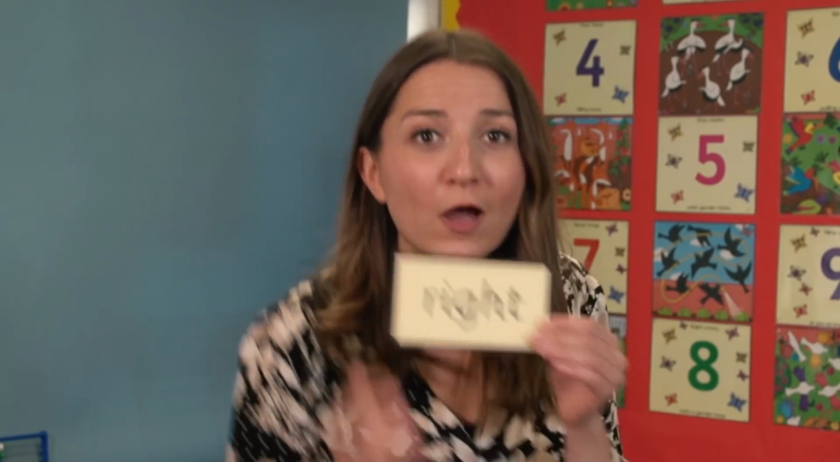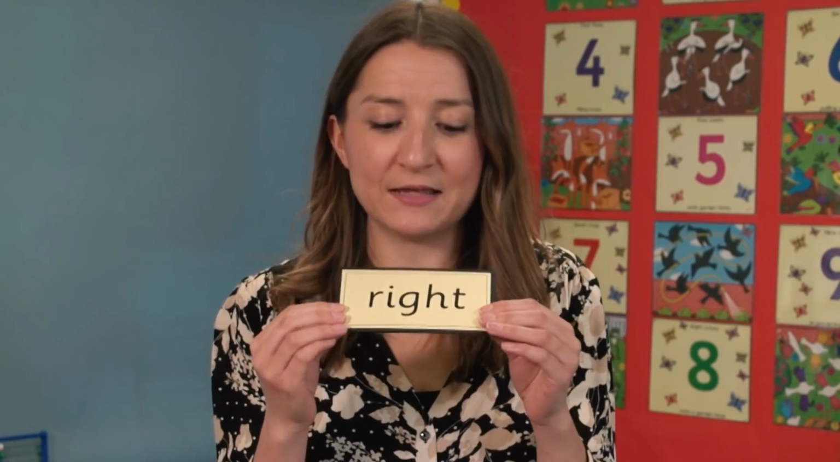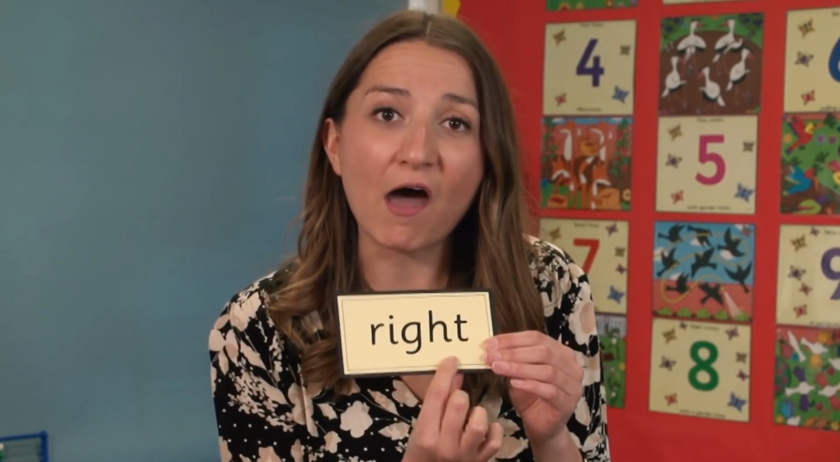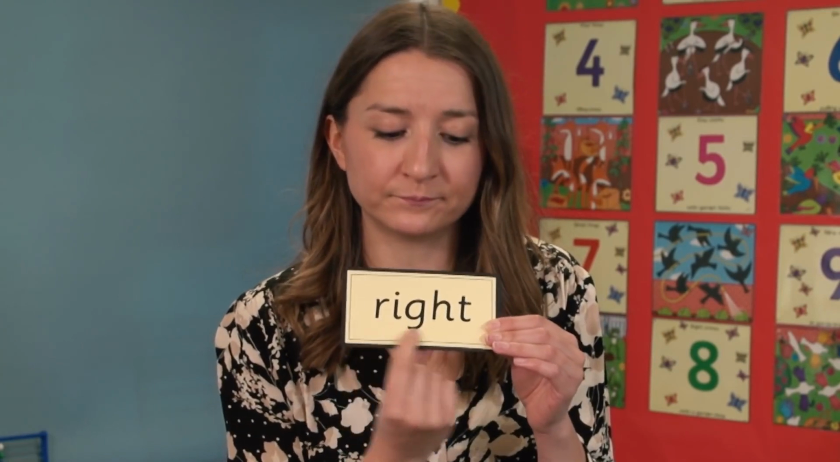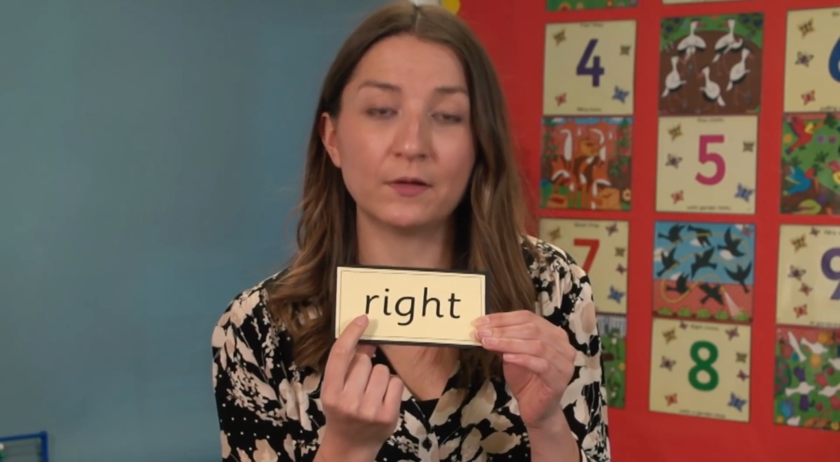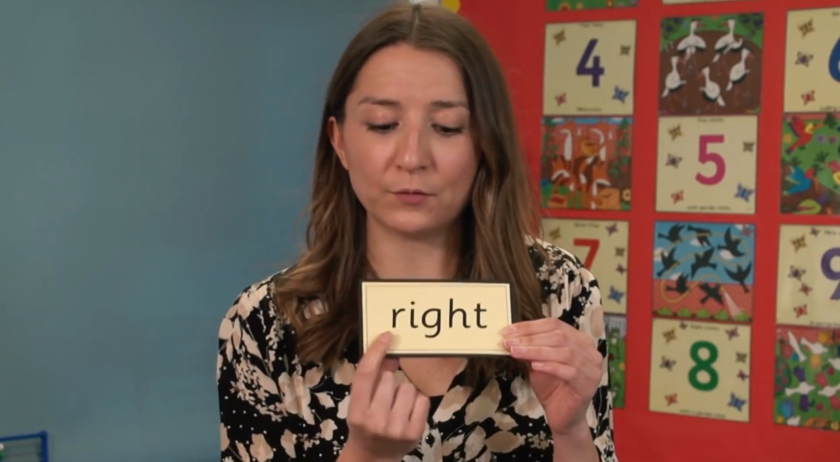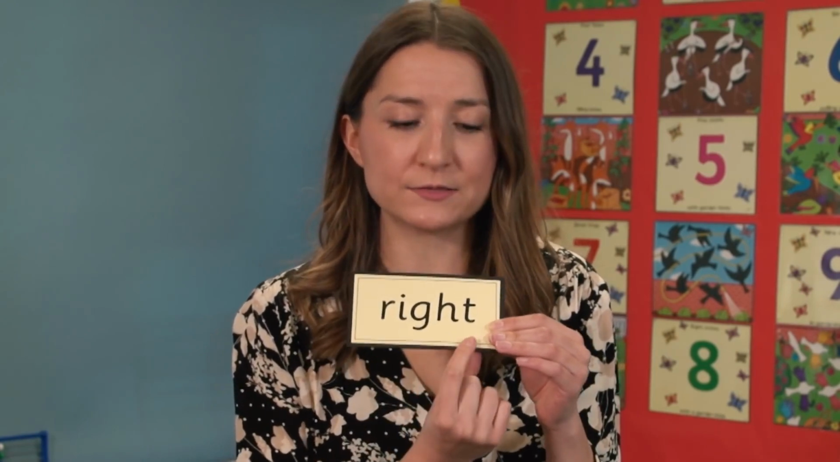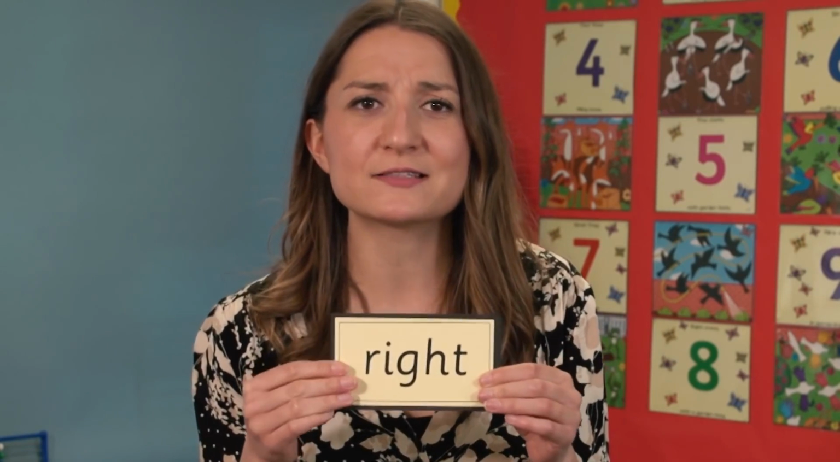Can you spot the trigraph? Yes, the trigraph is I. Read each sound as I point. Now blend and read the word. I-T, right. Turn right at the traffic lights.